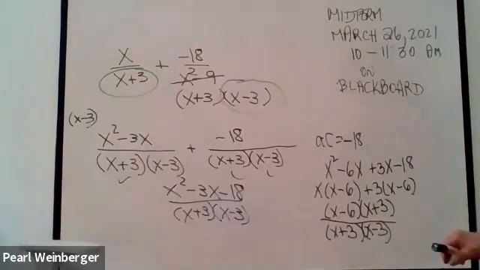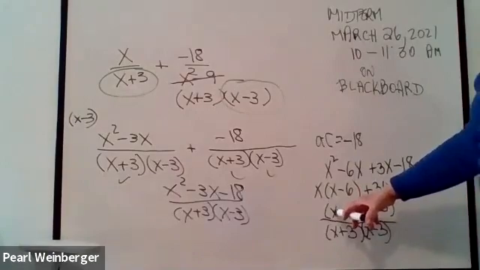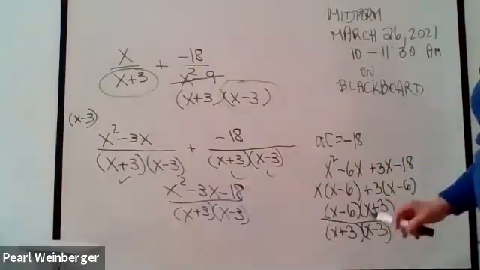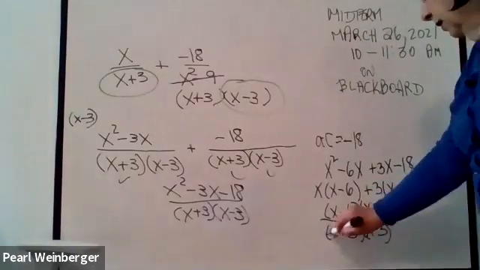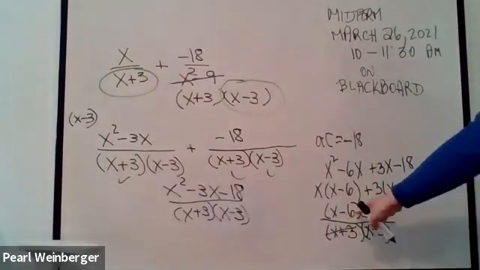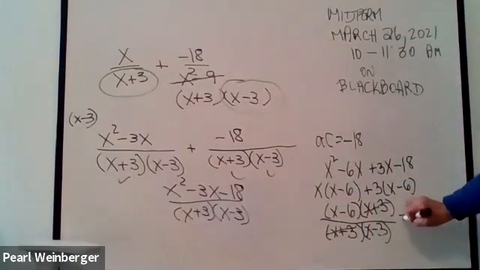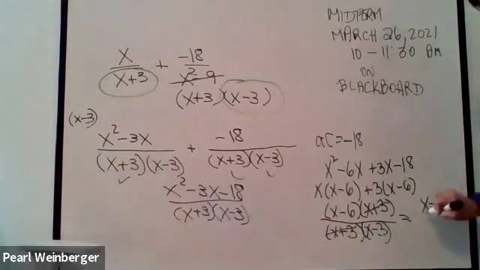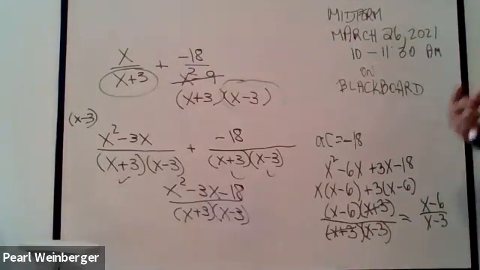And look, now, is there anything to cancel out? I can't cancel out the x minus 6 because there's no x minus 6 on the bottom. But the x plus 3 and the x plus 3 do cancel. Don't make a mistake. This has a 6, this has a 3. They can't be canceled. So my final answer comes out to be x minus 6 over x minus 3. This is about as hard an example as you can get because it involves so many steps.